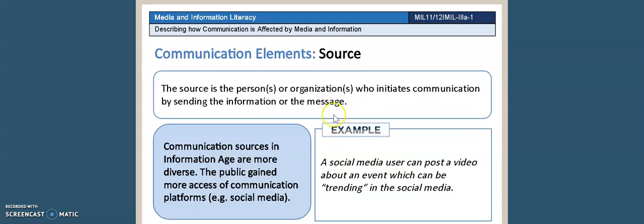The source is the person who initiates communication by sending the information or the message. Communication sources in the information age are more diverse. The public gained more access to communication platforms. For example, a social media user can post a video about an event which can be trending in the social media.